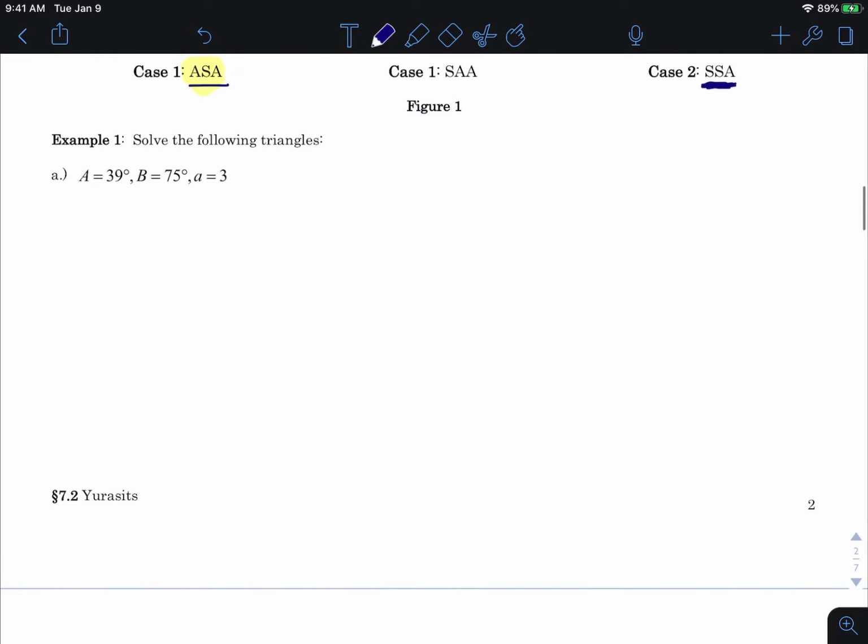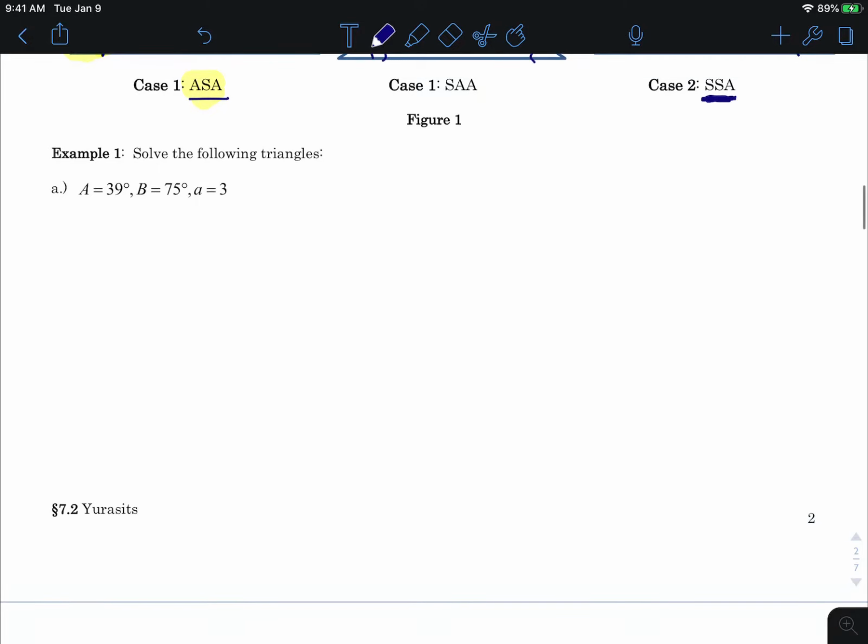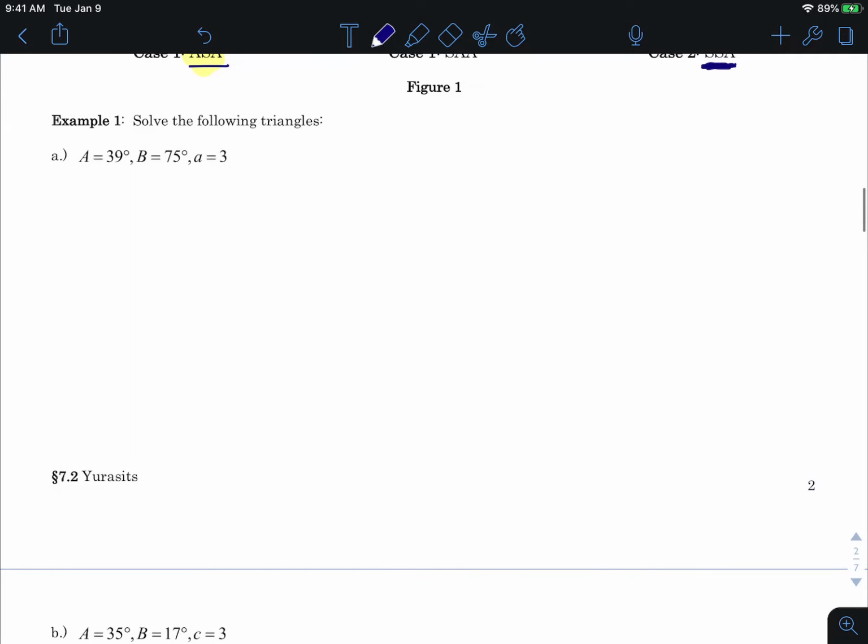All right, let's put this formula to use. So I'm given angle A is 39 degrees, angle B is 75 degrees, and my side length A is 3. So just to get a visual of what's going on, I'm going to give myself a random triangle. It's not going to be accurate. I'm going to label it however I see fit. Well, obviously using the names that they gave us.